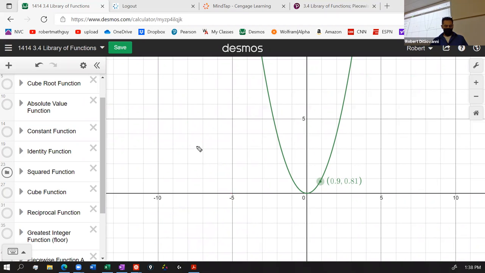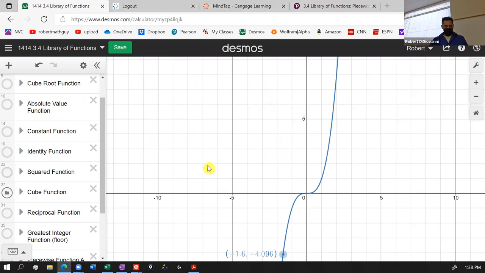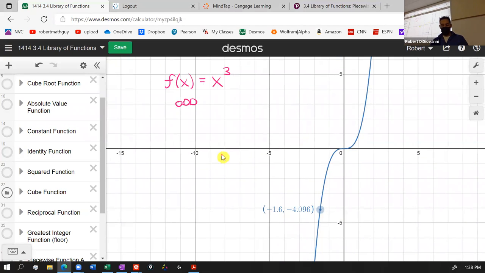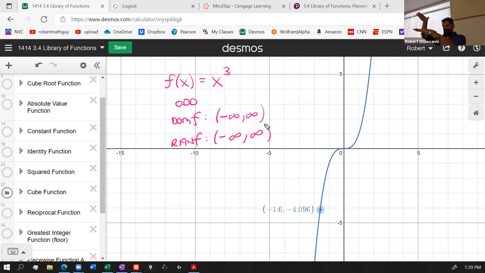All right, we have one more kind of boring one, then things are going to get a little interesting. So this is the cube function, not cube root. The cube function f of x equals x cubed. This is odd, right? The domain of this, everything. Range, everything again, right? Everything comes out. This function takes on every value possible.